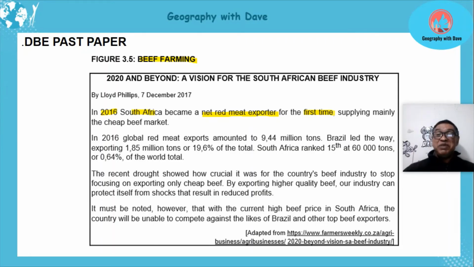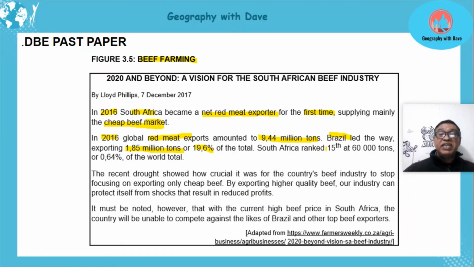Can you see how much beef we eat here? Supplying mainly the cheap beef market. But in 2016, the global red meat exports amounted to 9.4 million tons. Brazil led the way with 1.8 million tons. So, what has happened here? 9.4 million tons was the overall exports for the world, with Brazil being 1.8 million tons. So they're the most, or 19.6% of the total.